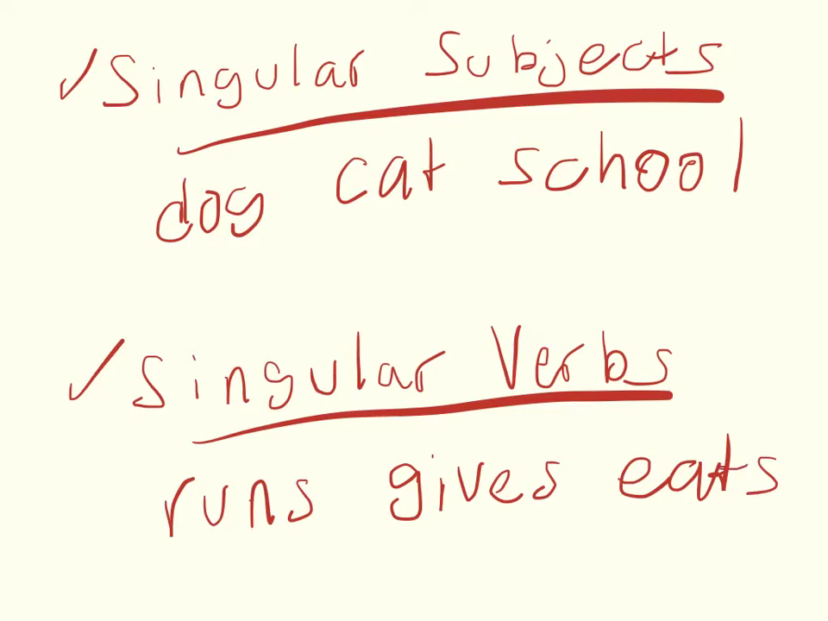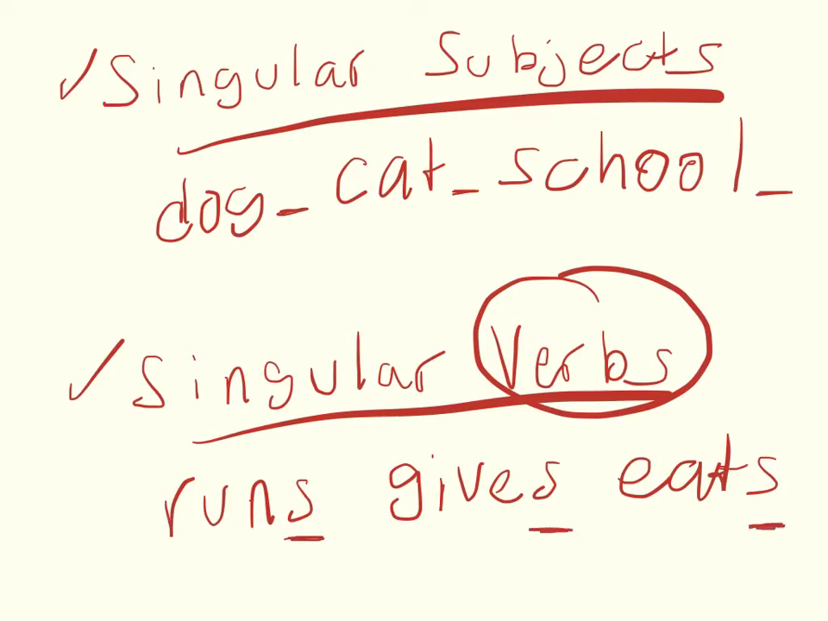Now notice that singular subjects do not end in S, right? Pretty simple. However, verbs are just the opposite, okay? Singular verbs almost always, at least in the present tense, end in S. So that's the opposite of subjects.